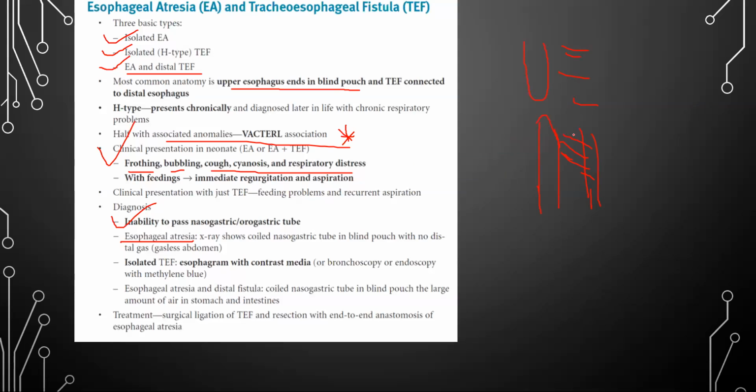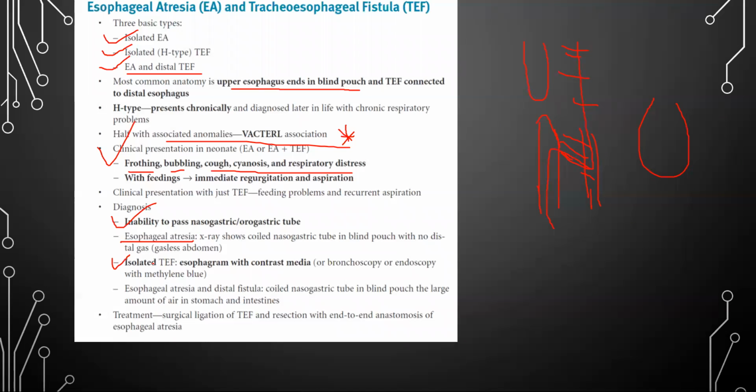Why are we thinking about gas? Because air should come from the trachea, right? Now if there is a fistula between the trachea and esophagus, some of the air from your trachea can enter through the esophagus into your stomach and abdomen, and then you can get some gas in the abdomen. Okay, now if there is no fistula, you should not get any gas in the abdomen. Cool. So if it's isolated esophageal atresia, there will be no gas in the abdomen, only inability to pass the NG tube with coiling of the NG tube like that.